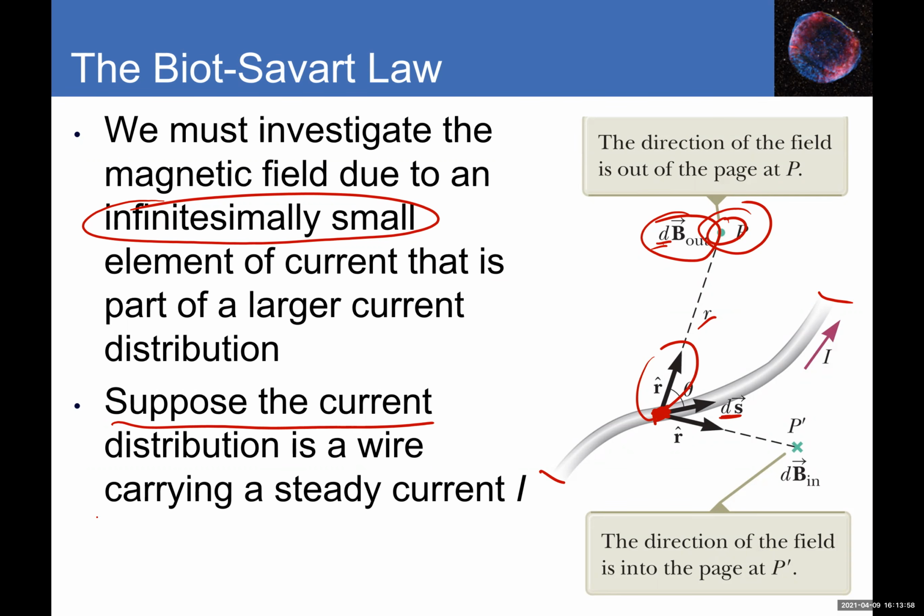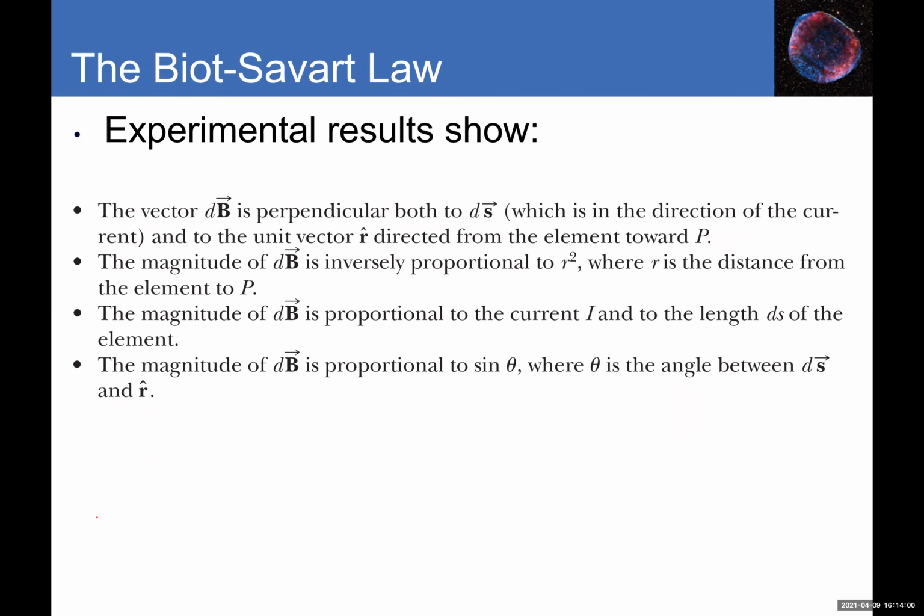And if we have that, we can then experimentally determine the magnetic field strength. And these are some of the experimental results. So let's say vector dB is perpendicular to both ds, which is the length element.